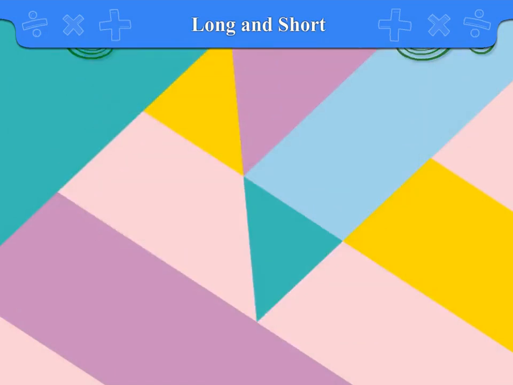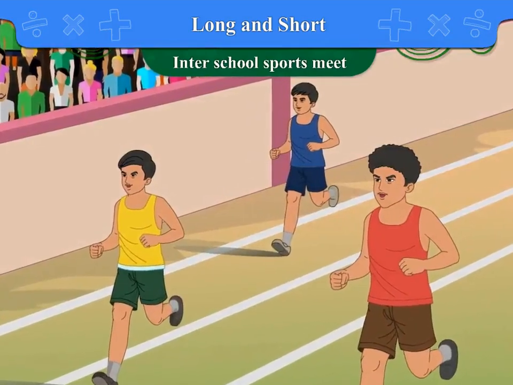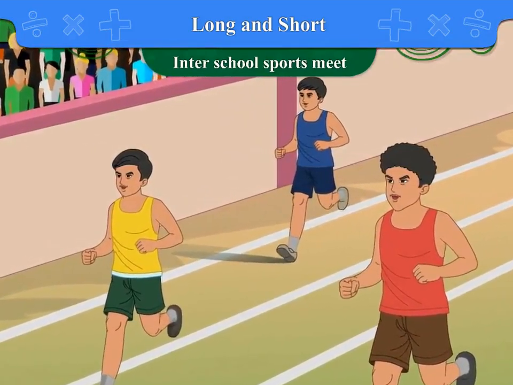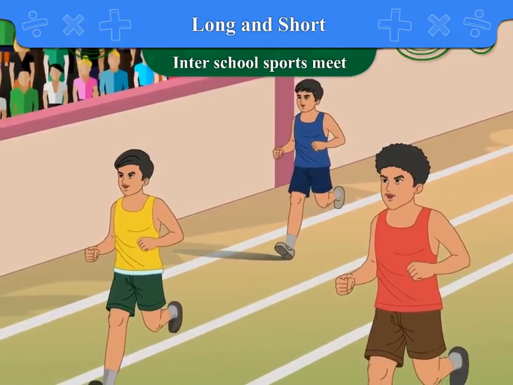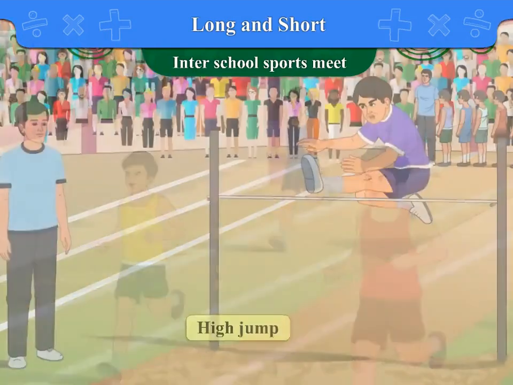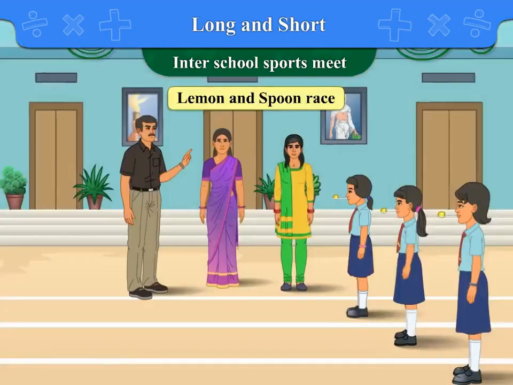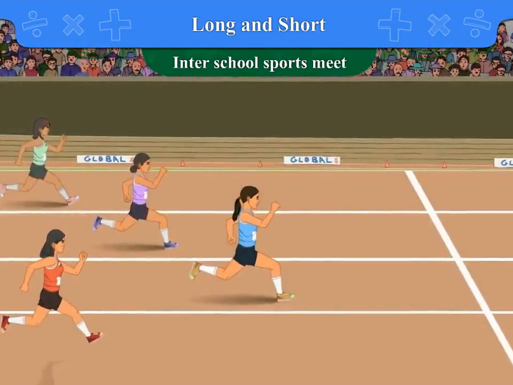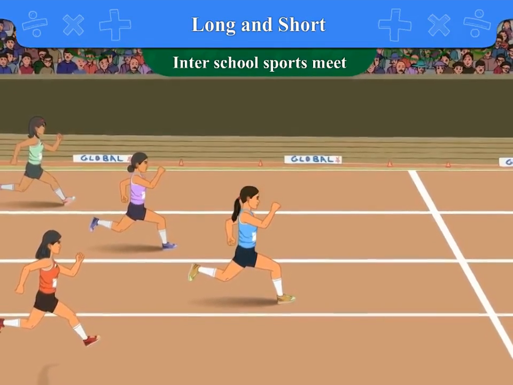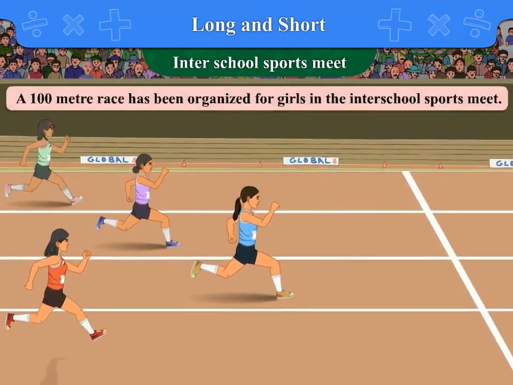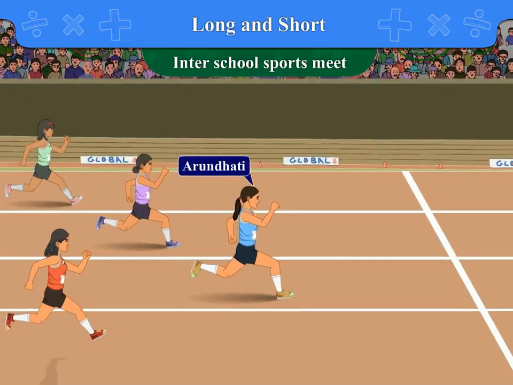Inter-school sports meet. Many of you might have participated in a sports meet. In the sports meet, there are various games such as running, high jump, long jump, etc. There are different types of races: 100 meter, 200 meter, 1000 meter. A 100-meter race has been organized for girls in the inter-school sports meet. Arundhati, Rihanna, Kavita and Uma take part in this race.